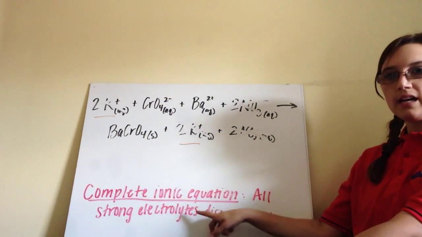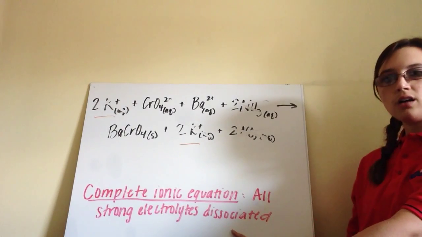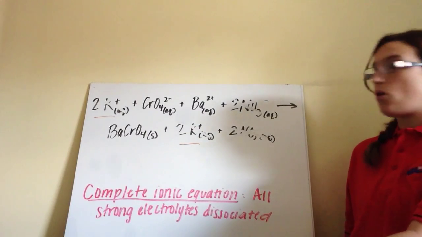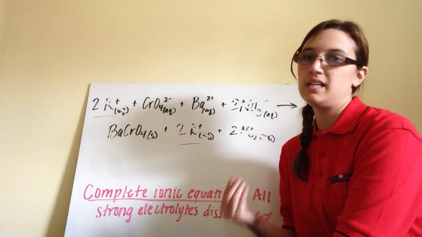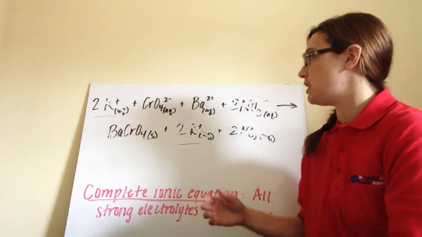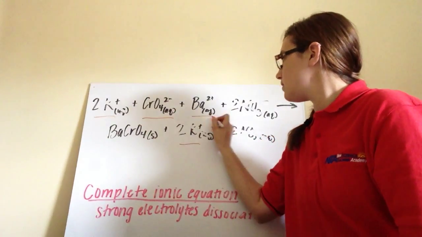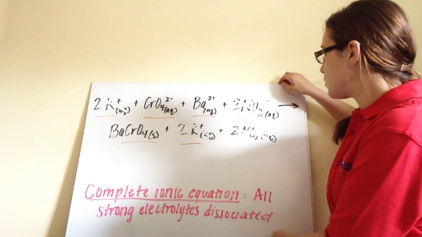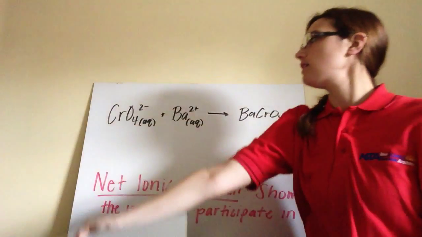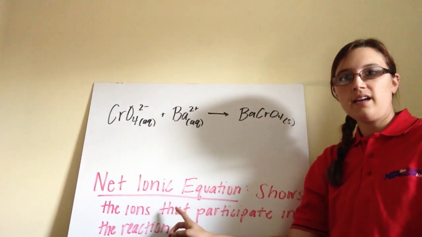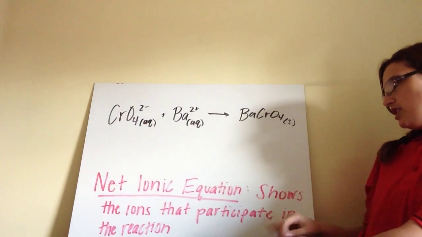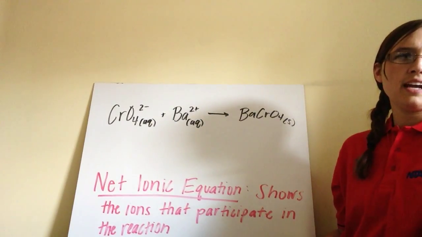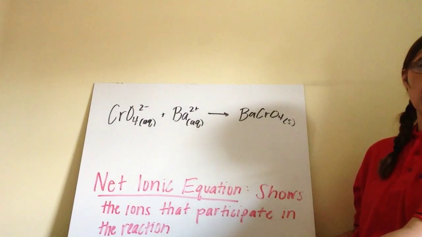In the complete ionic equation, all of the strong electrolytes are dissociated. Okay? This reveals that only some of the ions participate in the actual reaction. Because if we notice, we only have a few things remaining that we didn't cancel out. So what this shows us is what we call the net ionic equation. The net ionic equation shows the ions that participate in the reaction. So the net ionic includes only the participating ions.